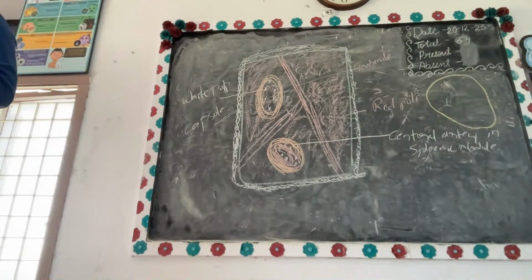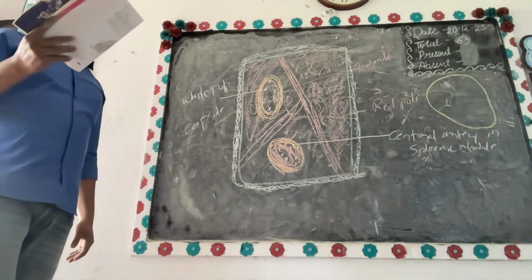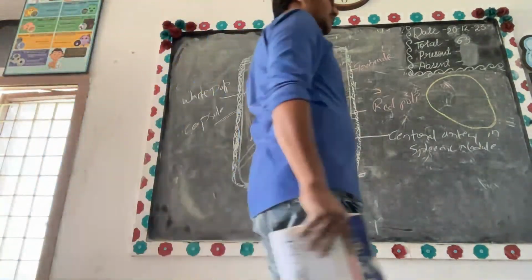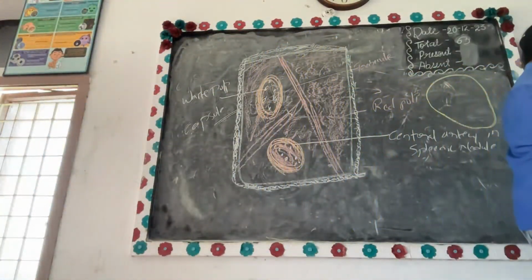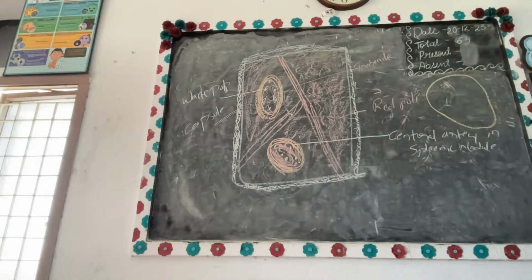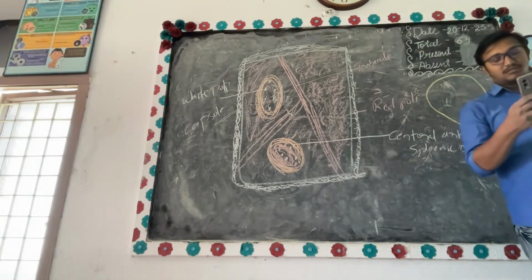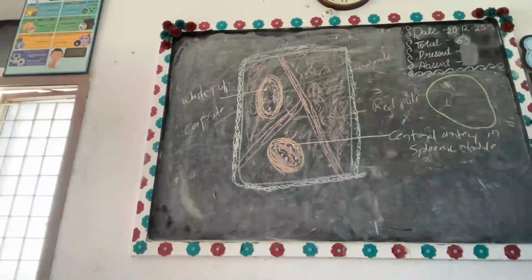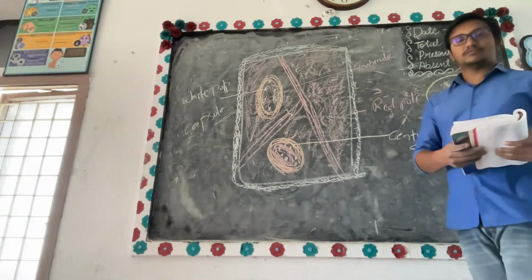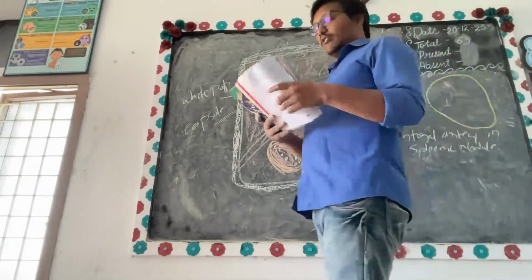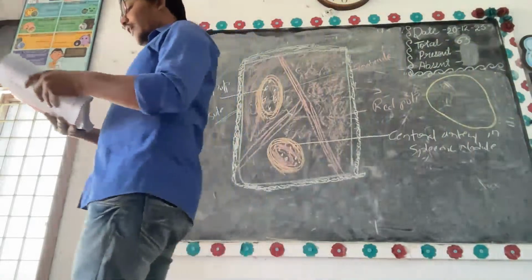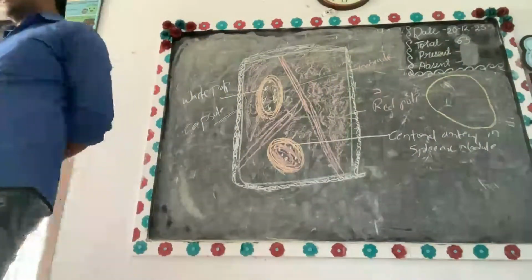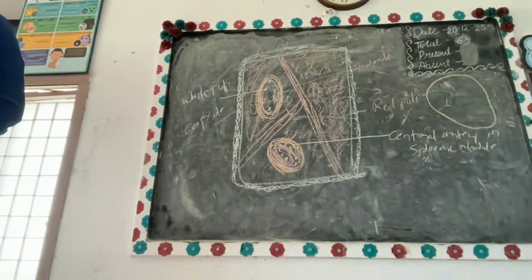What are the functions of the spleen? The first function is phagocytosis. What is phagocytosis? Phagocytosis means old and abnormal erythrocytes are destroyed in the spleen.